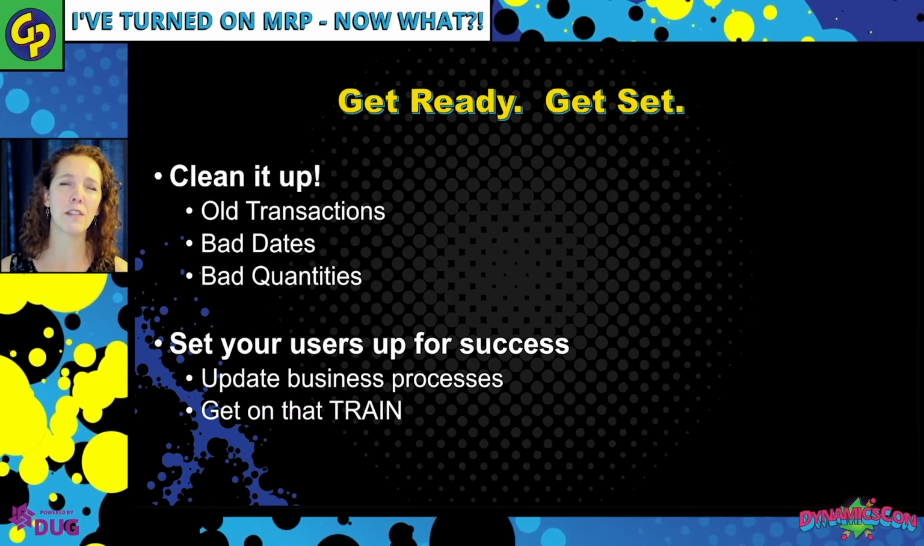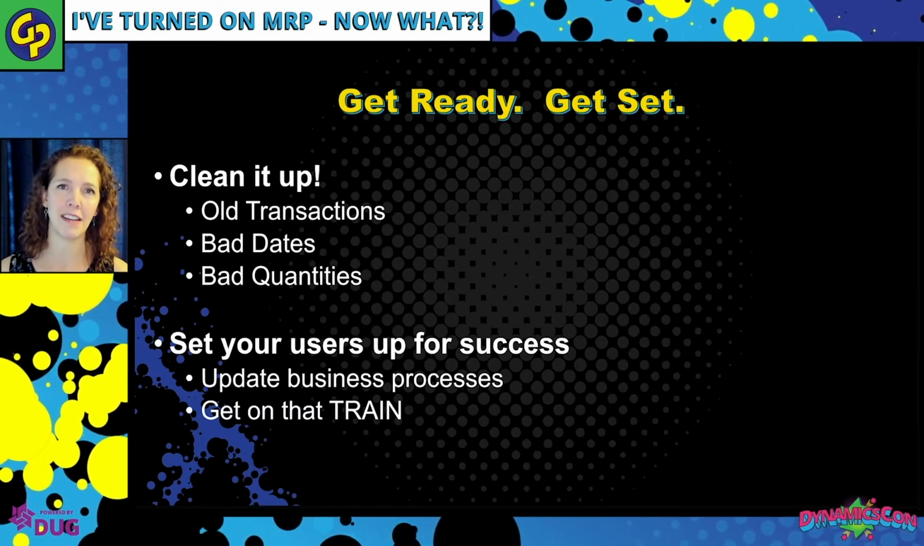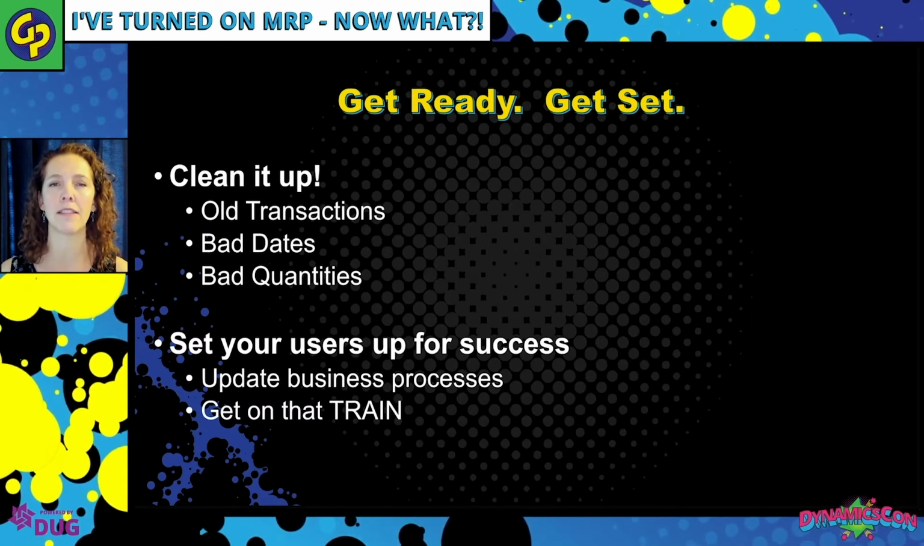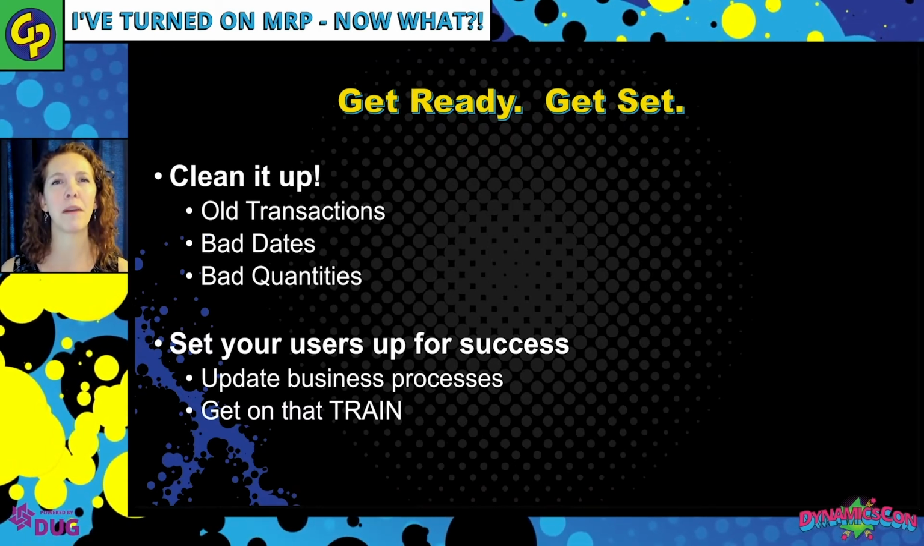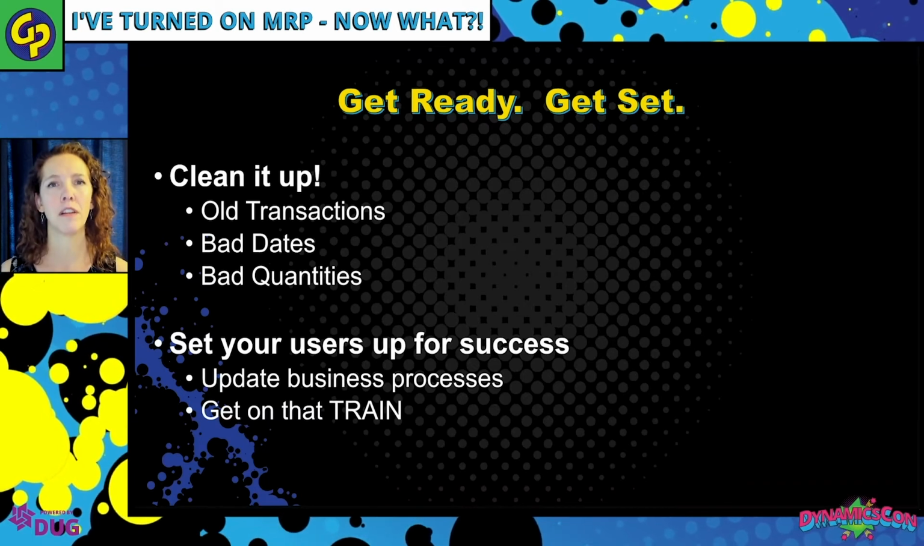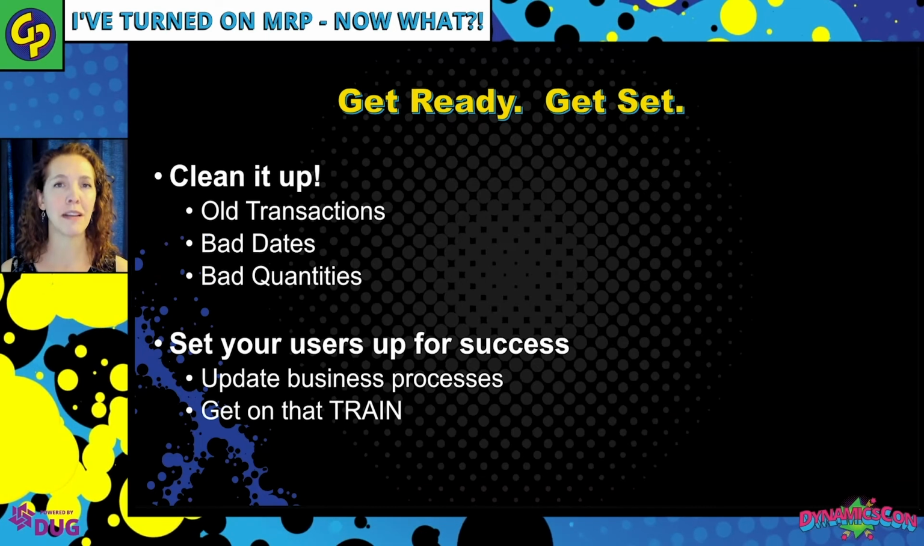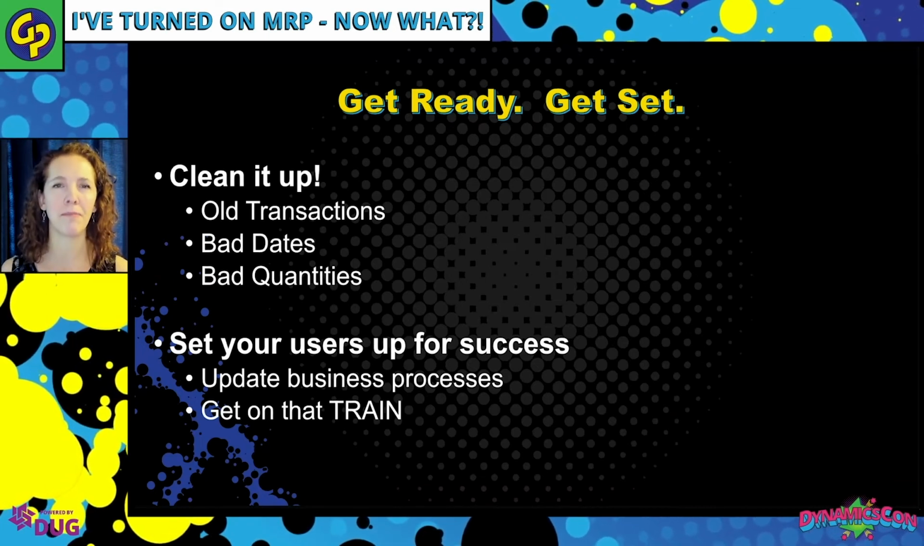What about active purchase orders, but you just never maintained the dates? Same thing with your sales orders. MRP is going to read all that and it's going to treat it like the truth. So you want to make sure that you're giving it good information. You want the quantities to be updated so that the recommendations it gives you make sense. So the first thing, clean it up.